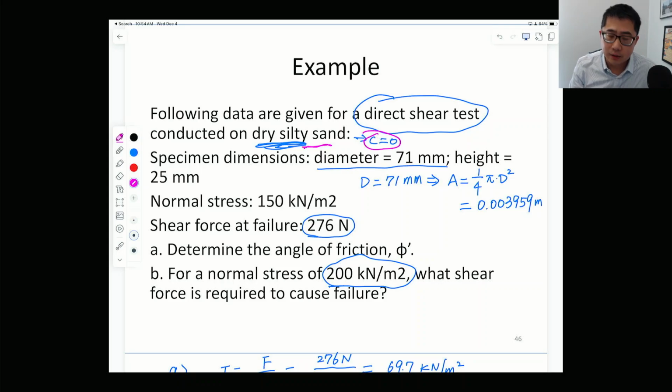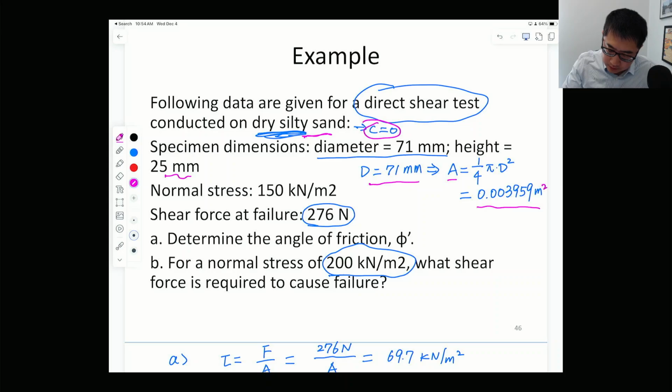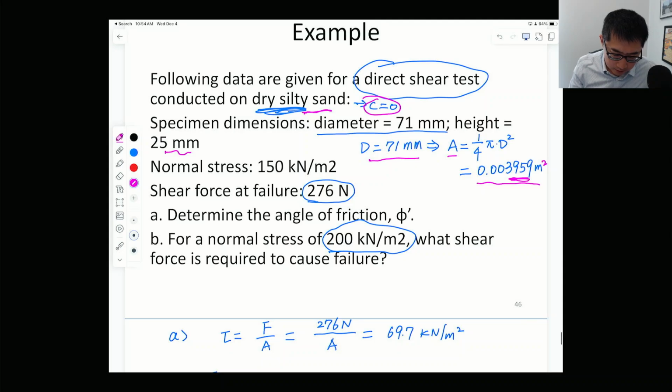We have the diameter. It looks like we're talking about a cross section of a circle. Height really doesn't matter much. Whenever you have a diameter, it's good practice to come up with a cross section area. It looks like everything is in metric, so again, a good idea to convert millimeter to meter, and this should be meter squared. With a 71 millimeter diameter, your cross section area is going to be 0.003959 meters squared. I carry a few more digits here because I want to make sure the calculation is a little more accurate.